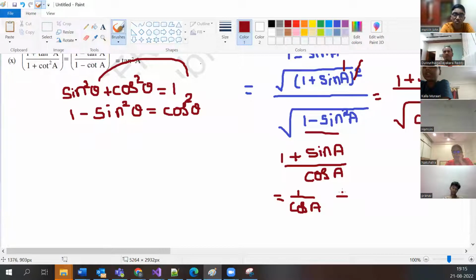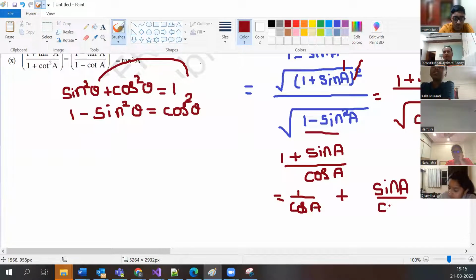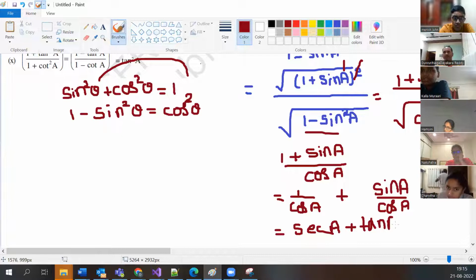1 by cos A plus sine A by cos A. Now 1 by cos A can be written as secant A, plus sine by cos can be written as tan A. This is what your RHS is.